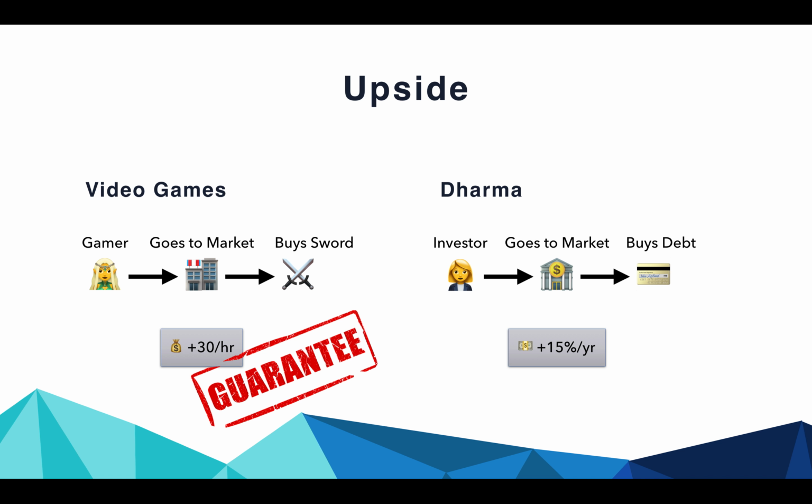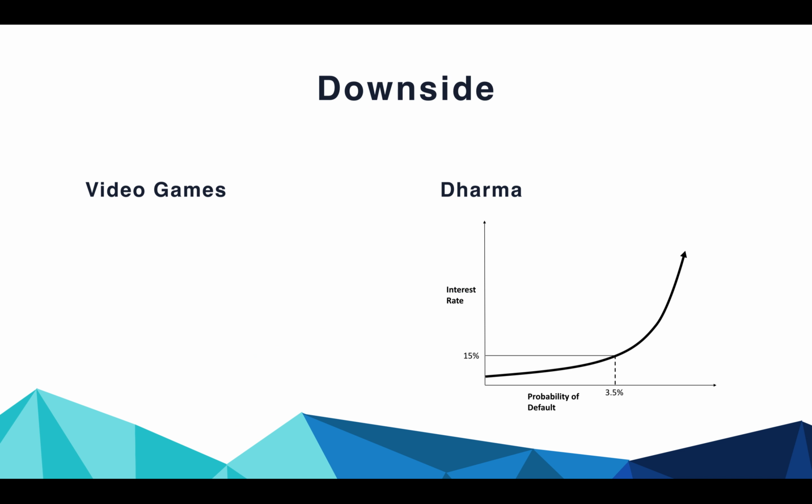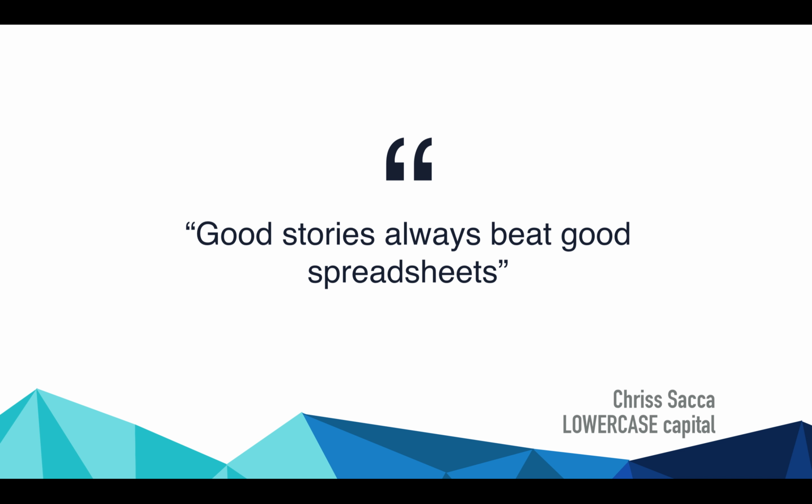With Dharma, that 15% doesn't come guaranteed. The reason you're getting 15% on your investment is because there is a potential downside where the borrower can default on that debt, and so that's a risk. Now, that's not to say that there isn't any risk in video games, because there is. You could end up spending a bunch of money or a bunch of ETH in a really exciting game, but then over time it becomes unpopular, your friends aren't playing it anymore, and it feels a bit like a waste of money. So that's just something to keep in mind.